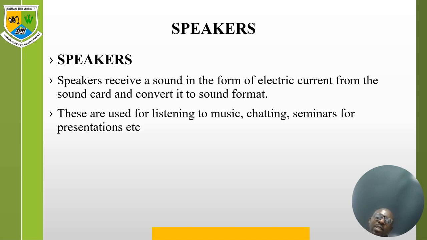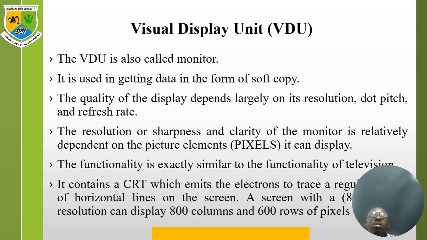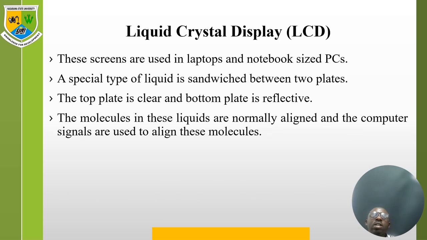Okay? We have the speakers. That's an output device. It gives out sound. Visual display unit. The visual display unit is just like your television. Okay? It is also an output device. LCD, that's the liquid crystal display. It's just another type of television. Okay, the screens are used in laptops and notebook sized PCs. A special type of liquid is sandwiched between two plates.